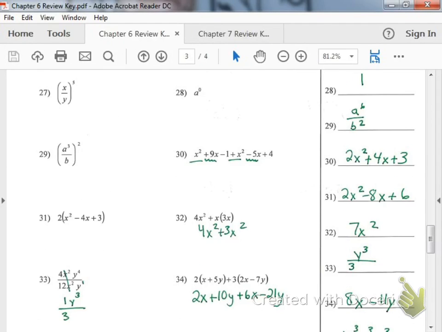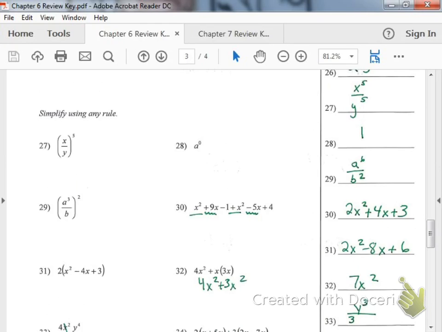Alright. There's 27 to 33. Check those. Let me know if you have questions on reading anything or if you're not sure how I got it. I think this is where it gets tricky because it's all mixed up. You're not just doing the same exact thing for these 4 problems and then a different thing for these 4 problems. They're all mixed up. Questions?